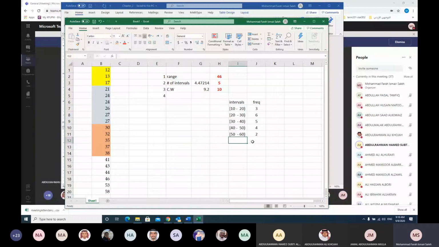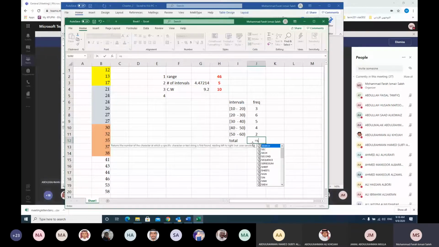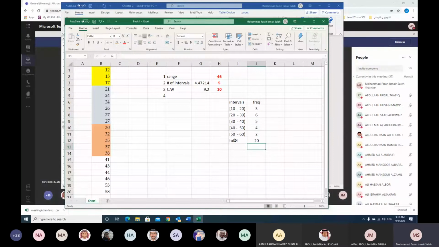Is the total equal to 20? Yes. If not, we have a problem and should recheck how many values we have. Clear? Makes sense. Now, the name for these 2 columns at the same time.